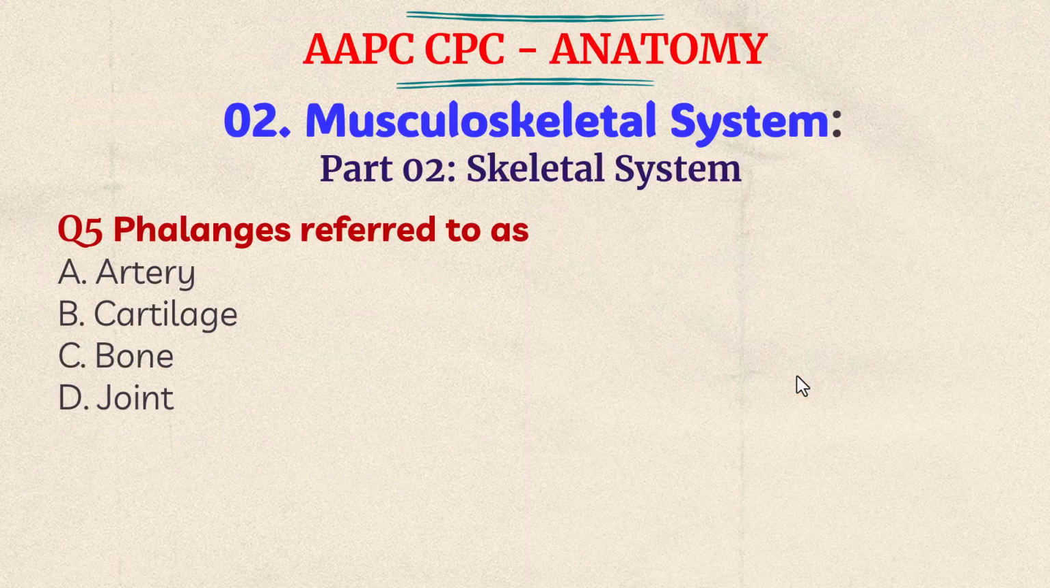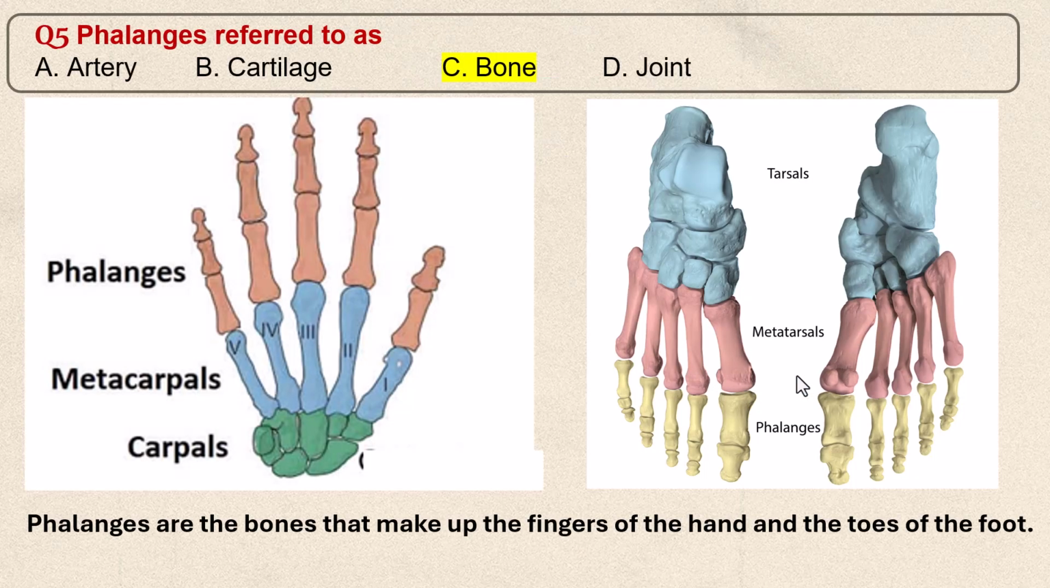Question number 5. Phalanges are referred to as A. Artery, B. Cartilage, C. Bone, D. Joint. Pause the video and think the answer. The correct answer is bone.